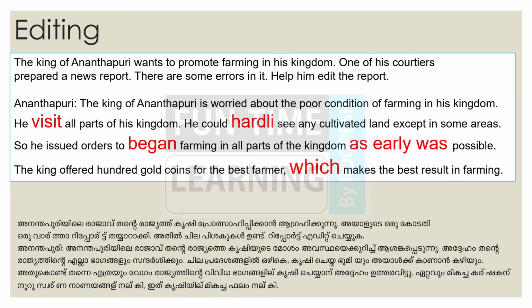He could hardly. There is a mistake in the word hardly. It's with the spelling of the word, you can find it very easily. So he issued orders to begin farming. After the preposition to, we use a certain form of the verb. So you have to find out which form of the verb it is.